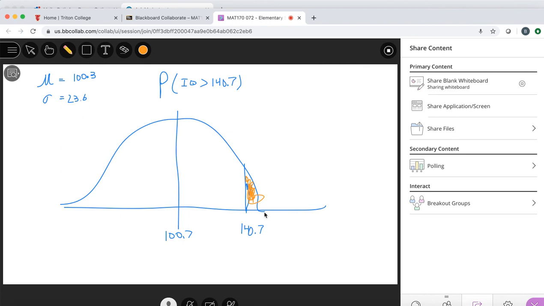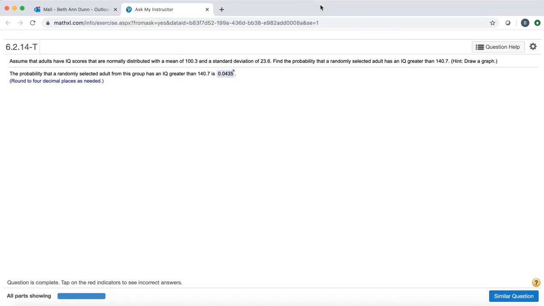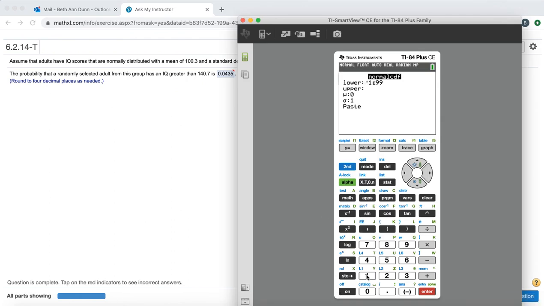It's going to then ask for an upper limit. The upper limit is something really, really big. So usually we just pick a really random big number. You'll see, and I'll show it to you when we do it on the calculator. So the lower limit, remember, is 140.7. The upper limit is a big number. So like I'm going to put 99,999.